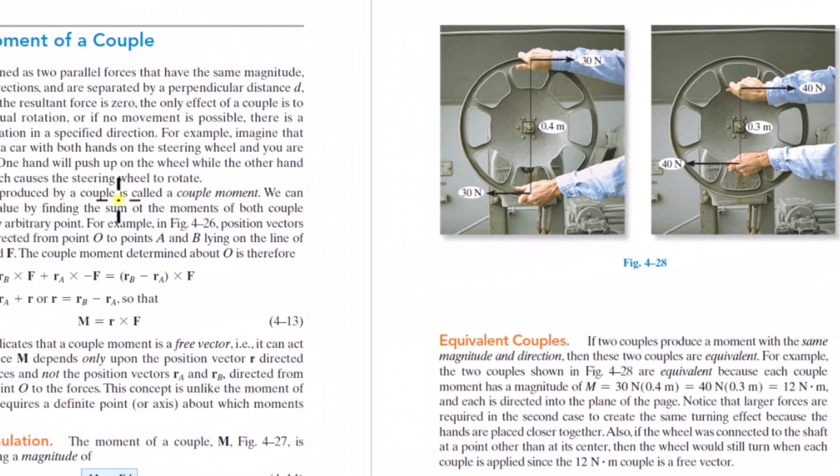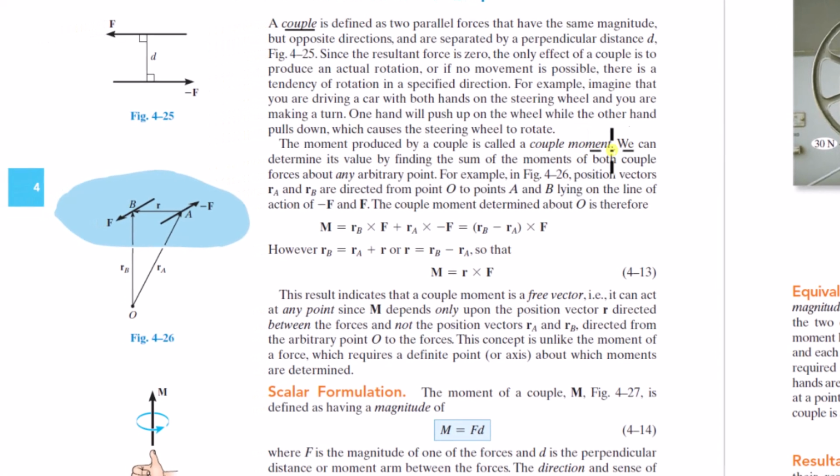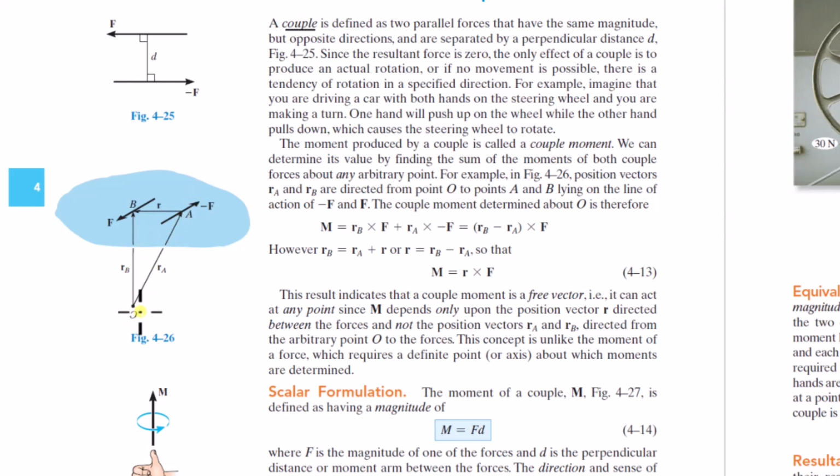The moment produced by a couple is called a couple moment. We can determine its value by finding the sum of the moments of both couple forces about any arbitrary point. So here we find the moment of this F about point O and the moment of this minus F about that same point O. So the couple moment determined about point O is RB cross F plus RA cross minus F, which results in RB minus RA cross F, but RB minus RA is just R, so this M is R cross F. Okay, so what does this mean? This result indicates that a couple moment is a free vector, i.e.